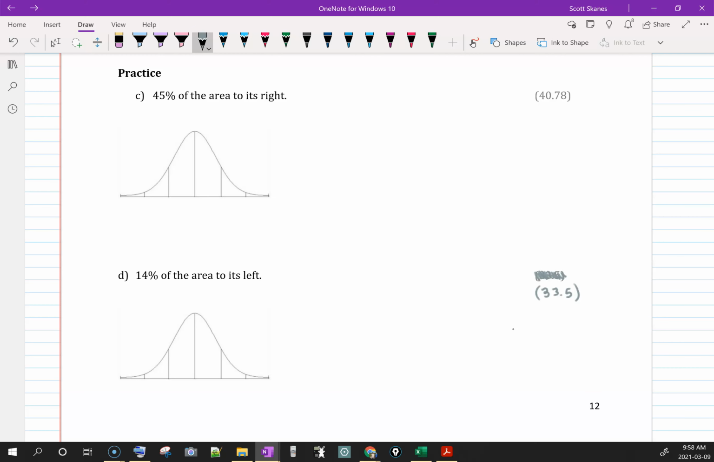These are the same questions. Just be really careful. This is to its right. So remember, it's going to be to the right side. If you use the table, you have to take it away from 100. What it means is that 55% is to its left. And then in the other question, you've got it to its left. It's perfectly fine. You can just do it as normal.